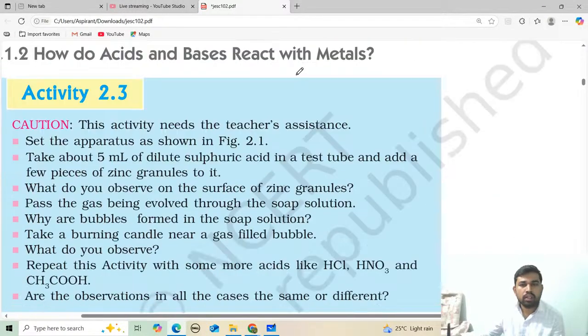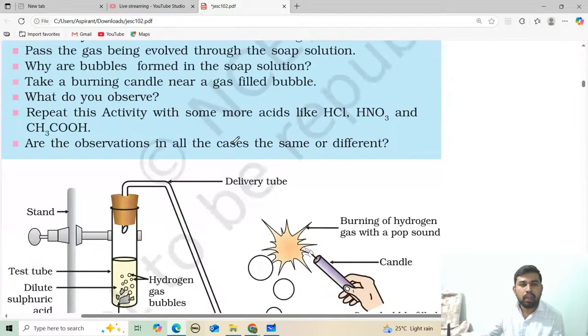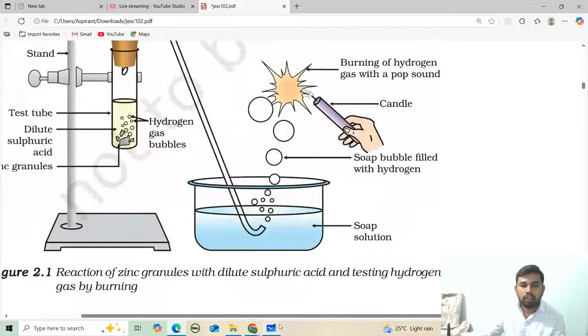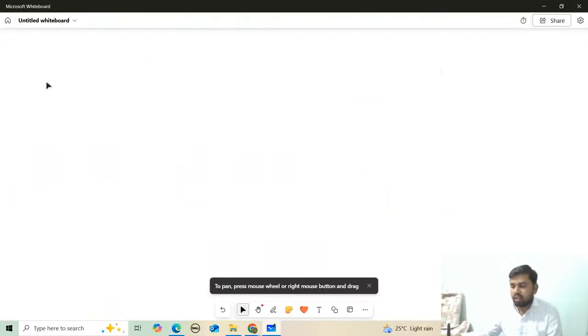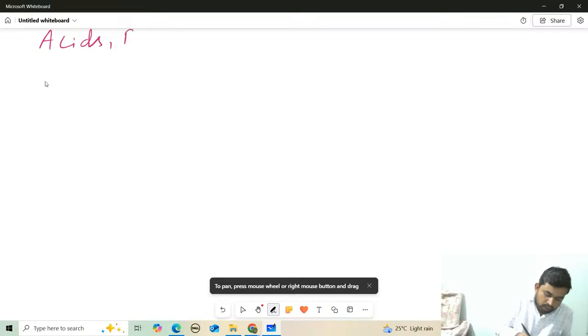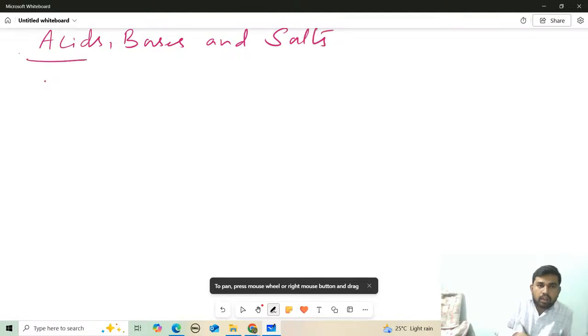And after that, how do acids and bases react? How do acids and bases react with metals? Okay, let me discuss until here. First, let me think about a definition. So this chapter name we can write as acids, bases, and salts.